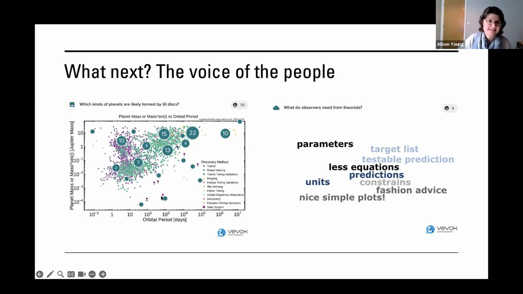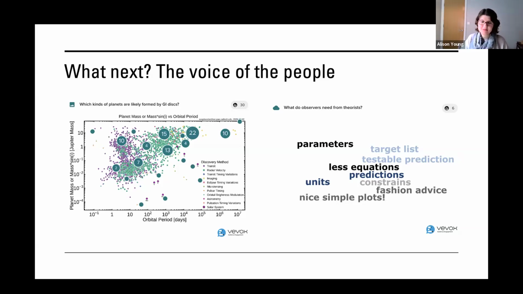I don't think that's the case, just to put that out there. I also asked, because we have an audience of theorists here, I thought it'd be interesting. Here's some answers that I got when I asked, what do observers need from theorists? And here are some of their answers, as well as the strange ones.